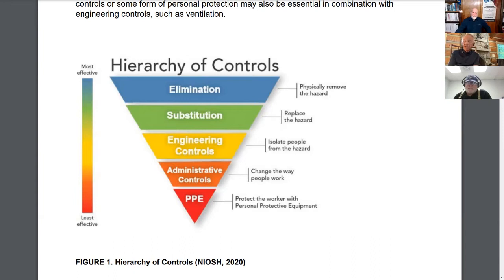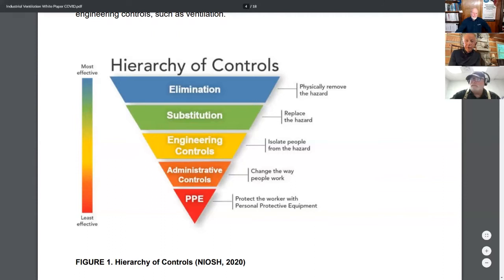Then last is administrative controls. Engineering controls don't work very well without certain industrial administrative controls. Think of it as work practices are an example of an administrative control. It's how you handle the product. It's how you handle the patient. And then finally, the last we use is personal protective equipment.